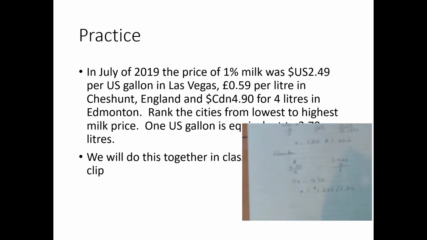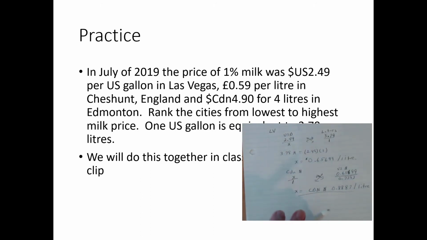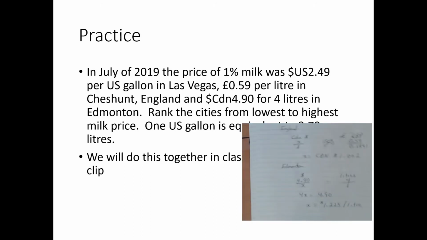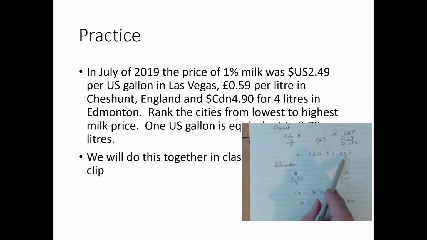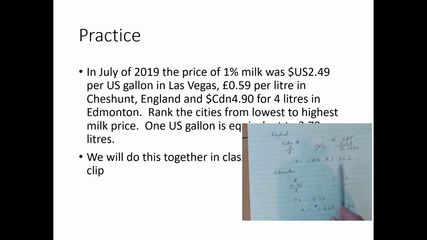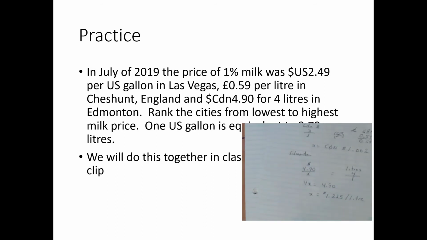So now I go through and I see, okay, what did we do for America? For Las Vegas, about 89 cents per liter in Canadian currency. A little over $1 in Cheshunt, England, and about $1.23 in Canada. So Las Vegas is the least expensive, England is second, and Edmonton follows in third.